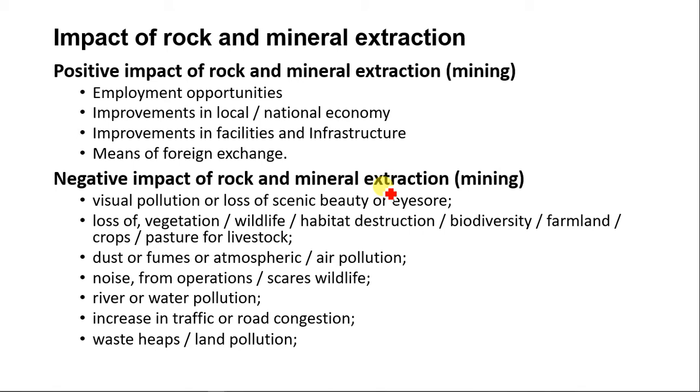Then there is river and water pollution, where most of these mining industries dump their waste. It can lead to river and water pollution, and it can also lead to an increase in traffic close to the mine because of the concentration of mine workers and also processing plants, if possible, within that area. Waste heaps on land can also lead to land pollution. So these are just the major impacts of rocks and mineral extraction. In case you're asked in an exam to describe the impact of mineral extraction, and they did not specify whether it should be positive or negative, you can just cut across any of these terms here.